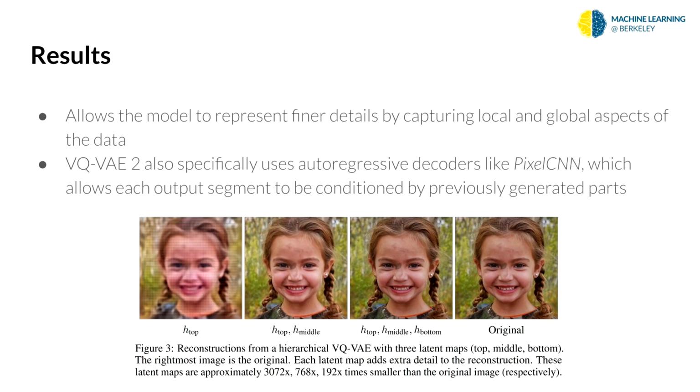Something else VQ-VAE2 does is use autoregressive decoders like PixelCNN, which I mentioned a bit before. VQ-VAE1 uses a bunch of different decoders to test all their stuff, but this second version essentially only uses autoregressive decoders, which we'll talk about more toward the end. Okay, cool.